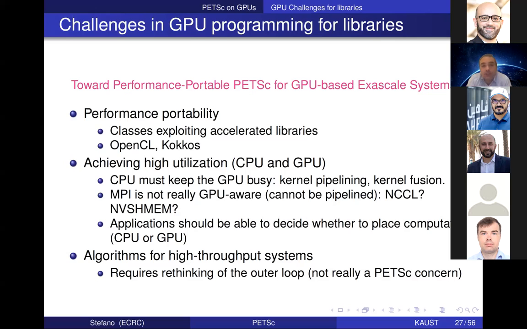Finally, which is actually a challenge that is not really a PETSc concern, but is something that was quite clear from Hatem's talk, is that algorithms to really take advantage of GPU architectures must be redesigned for high throughput, and this requires rethinking the outer loop. As PETSc, we can just provide tools for rethinking the outer loop, but the new outer loop has to be designed by each specific application.